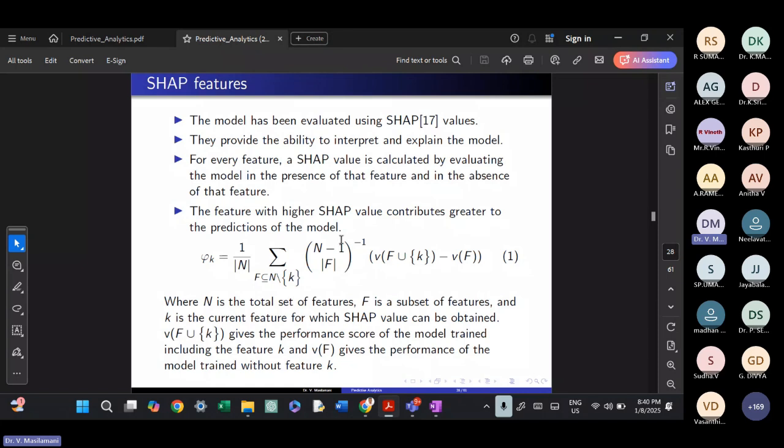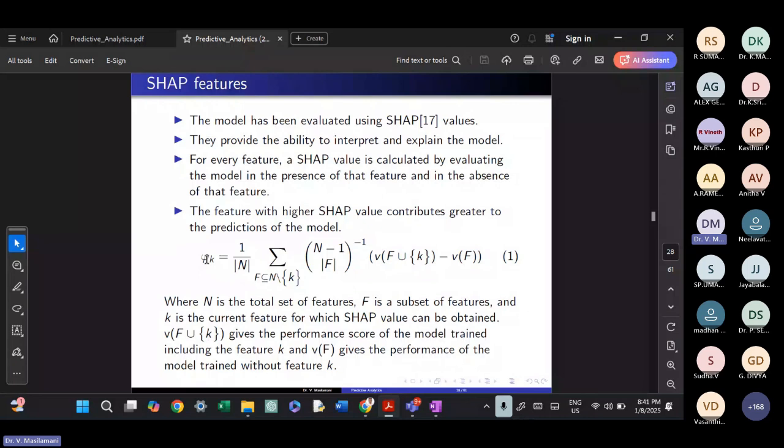And this is basically a normalizing factor, out of this many number of subsets of features, n minus 1 c mod f. It is basically the number of times that you need to find the differences for various subsets of features. Therefore, you need to sum all those differences divided by the number of times that you found the differences. And then you sum that, and then finally you divide by n, where n is the total number of features, and whatever you get is basically called the SHAP feature, right?